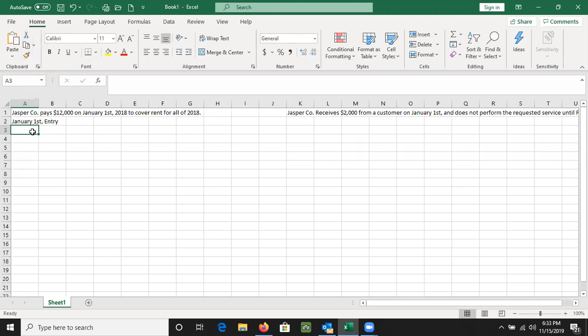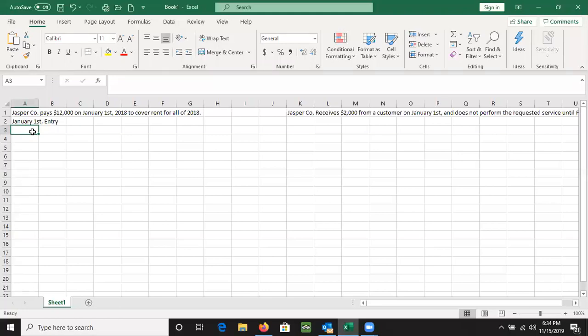Looking at the left here, Jasper Company pays $12,000 on January 1st, 2018 to cover rent for all of 2018. So let's look at what this says. The company is paying $12,000 on January 1st, so they're paying out cash, to cover rent for all of 2018.